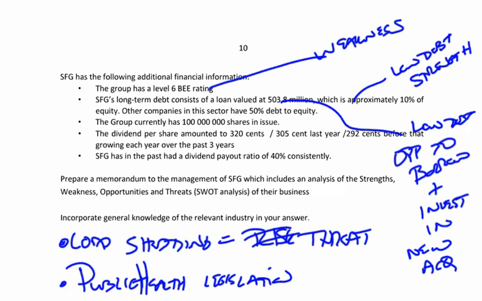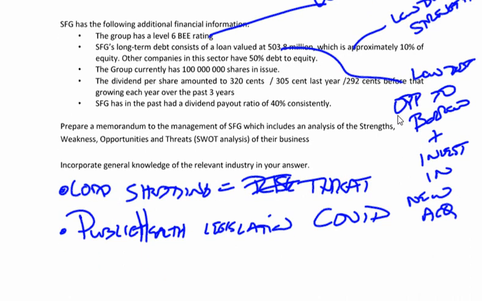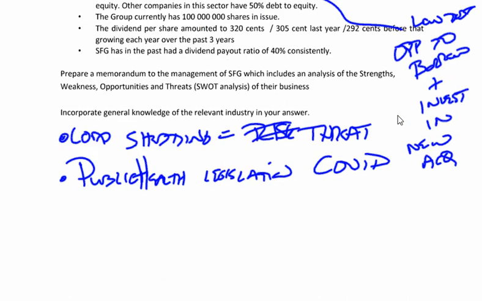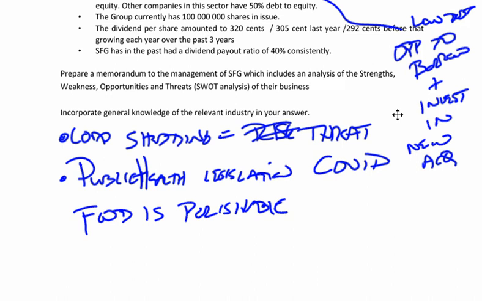Could do something with COVID. That's another thing you might want to do. Another thing that you could say is, food is perishable, and by having perishable items, that leads to all sorts of problems within the business. That would probably be a threat, and you can get wastage. There could be legal costs if we do that. That type of stuff. That's general knowledge that you might want to incorporate in.